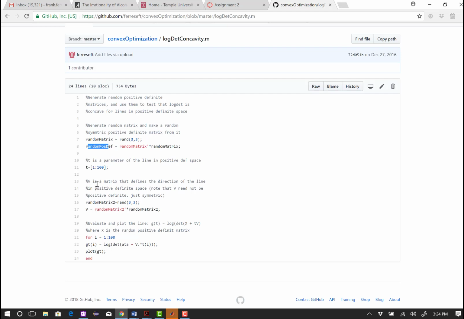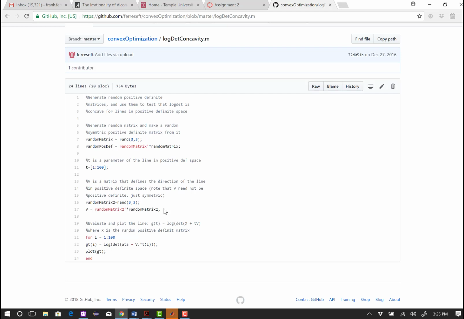And then I define V. V is a symmetric matrix. In our proof, it was a symmetric matrix. It's going to turn out to be positive definite symmetric because of the way I'm making it symmetric here, but keep in mind that V does not have to be positive definite. It just has to be symmetric.